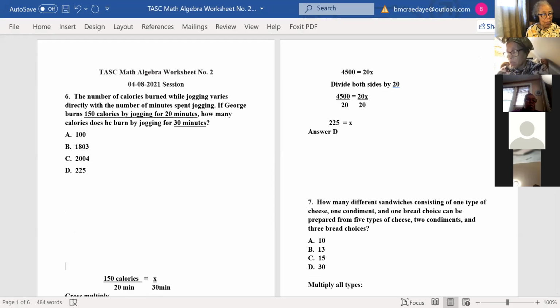Does everyone see that new screen? What does it say, Mercedes, at the top? It's TASC math algebra worksheet number 2. Yes, okay, for 8/20/21, and that's today's date.